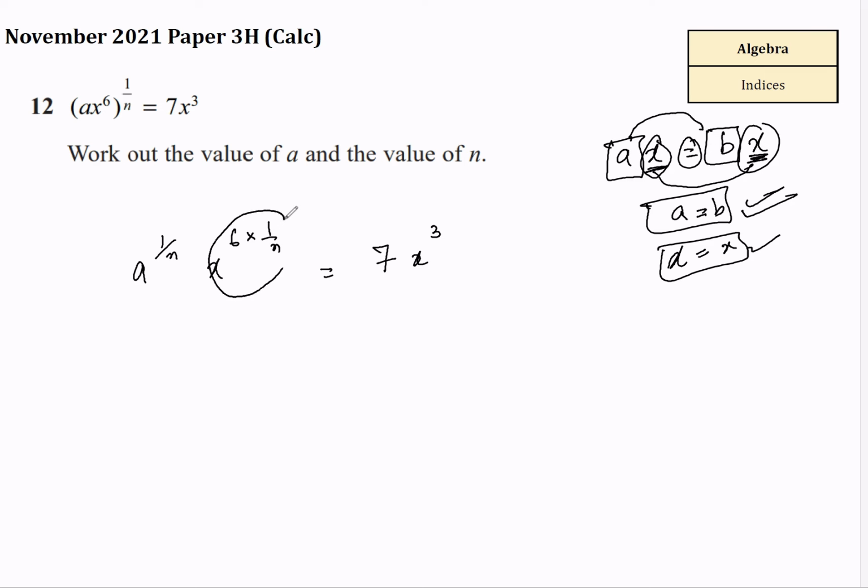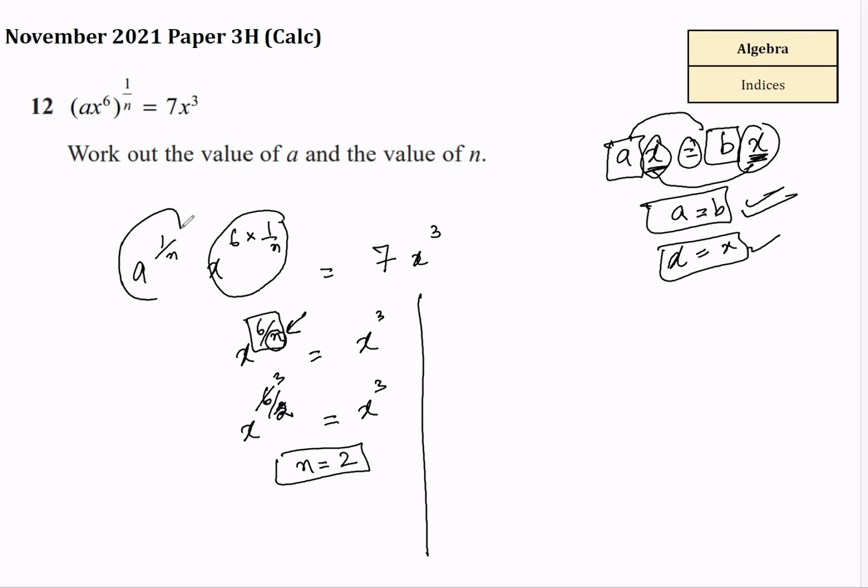Now this x^(6 over n), let's first consider the variables, equals x cubed. We need to make this 3 also. To make this 3, the n value will automatically be 2. So 6 divided by 3 is what? 2. Sorry, the n value should be 2 to get the value 3. So our n value is 2.